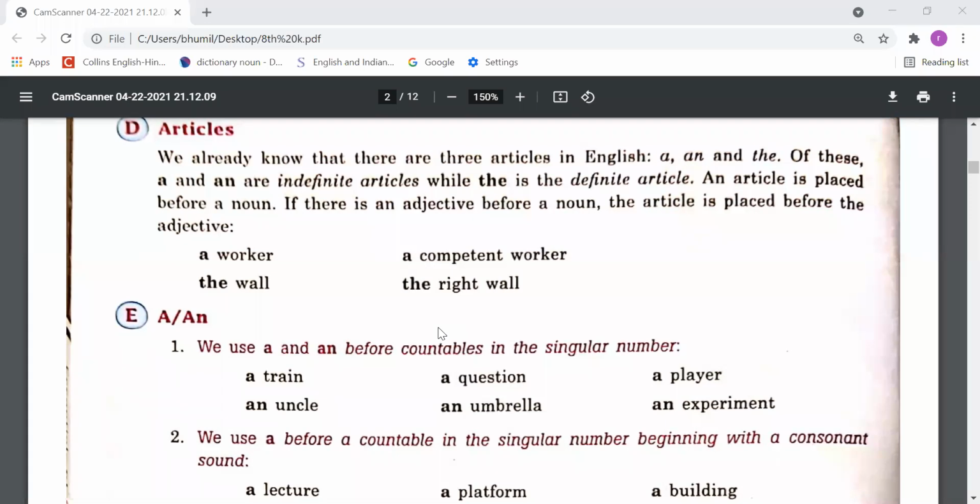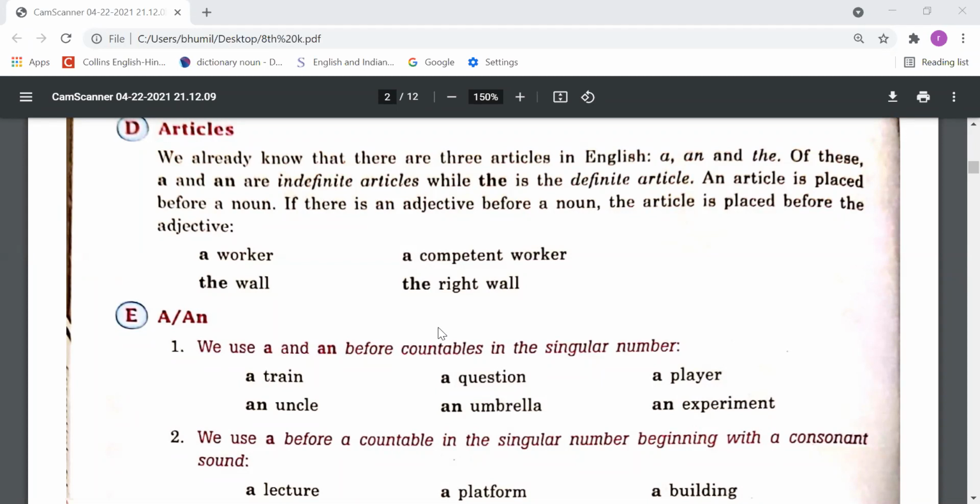So, definite nouns are those which are clear to the listener and the speaker. Suppose any noun is there, and the listener knows it and the speaker also knows it, about what thing we are talking. That is a definite noun. So with it, we need to use the article. But if something is there that the listener knows but the speaker does not know, or the speaker knows but the listener does not know, then that is indefinite.